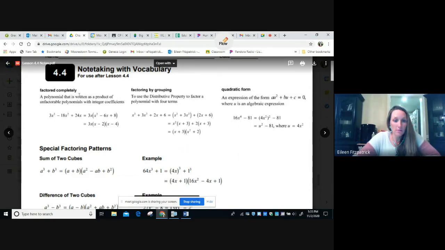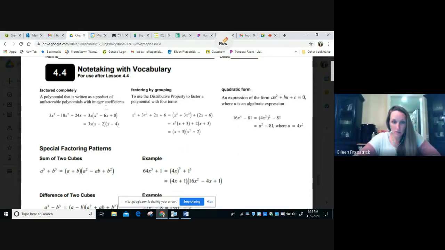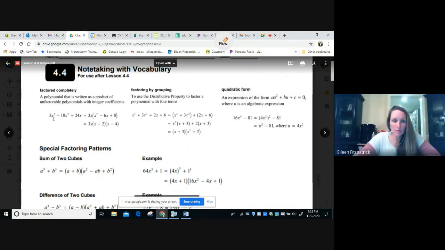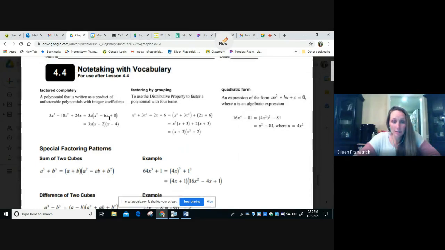A polynomial that is written as a product of unfactorable polynomials with integer coefficients. So you can see the example here. We started with a trinomial. There's a greatest common factor of 3x, so we pulled that out first. And then the trinomial that's left in parentheses can be broken down to the two binomials that multiply back to give you that trinomial, okay? And then that would be factored completely.